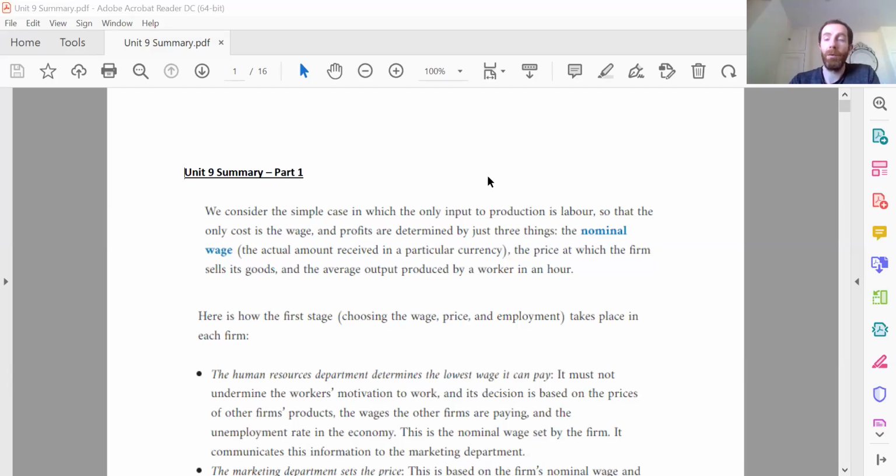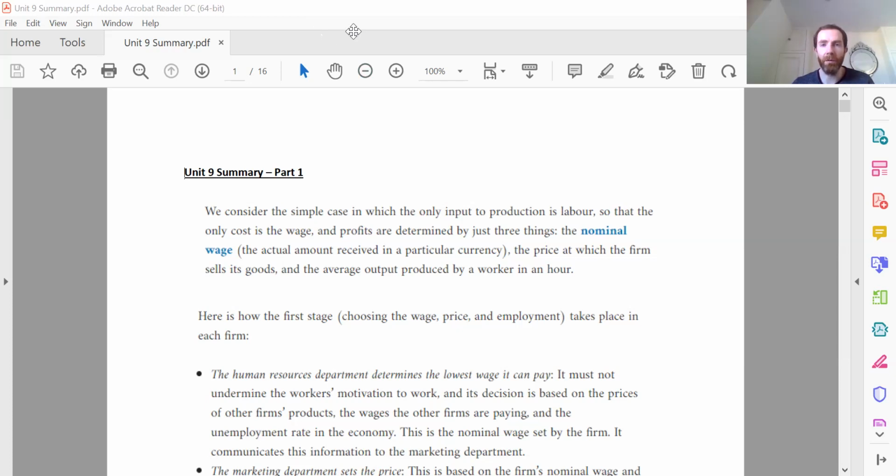So what I'm going to do to begin with is introduce the labor market model, before then talking about the two really key aspects of it, which are the wage setting curve and the price setting curve.